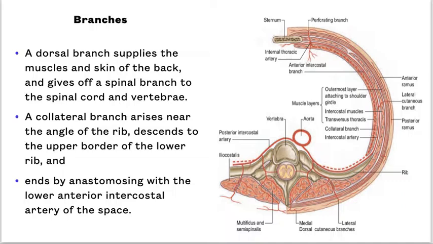Branches. The dorsal branch here supplies the muscle. This is the medial dorsal branch, supplying the muscles and the skin of the back, and gives off a spinal branch to the spinal cord and the vertebrae. A collateral branch arises near the angle of the rib, descends to the upper border of the lower rib and ends by anastomosing with the lower anterior intercostal artery of the space.